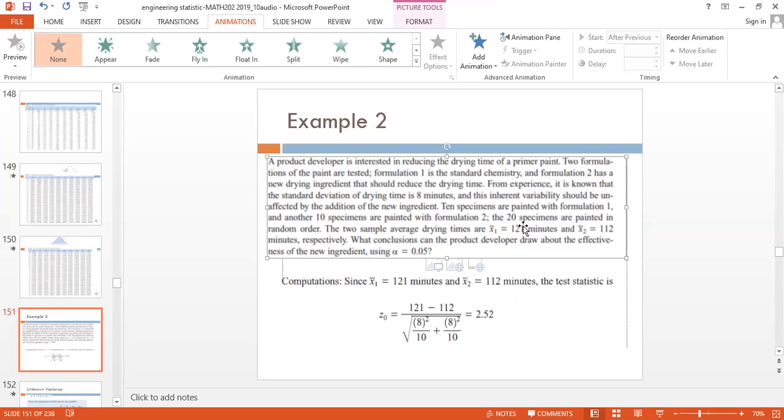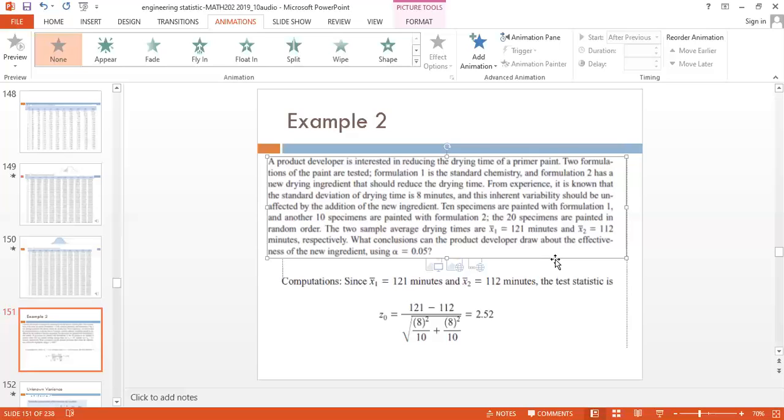10 specimens were painted with Formulation 1 and another 10 specimens painted with Formulation 2. The 20 specimens are painted in random order. The two sample averages are what? For population 1 it is 121, and for population 2 it is 112. What conclusions can the product developer draw about the effectiveness of the new ingredient?